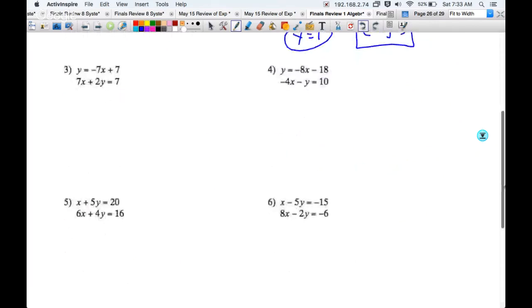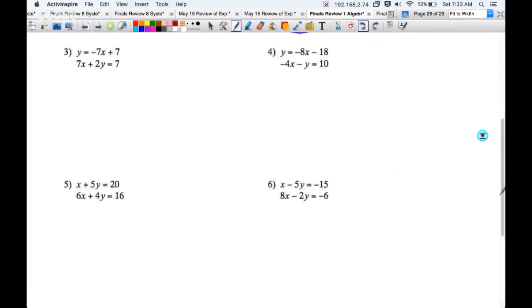All right, so number 4. They're not both solved for a variable, but one is isolated. So I'm going to take the right-hand side, put a box around it. Do a better box. So y is equal to negative x minus 18. So y can be replaced by negative x minus 18.